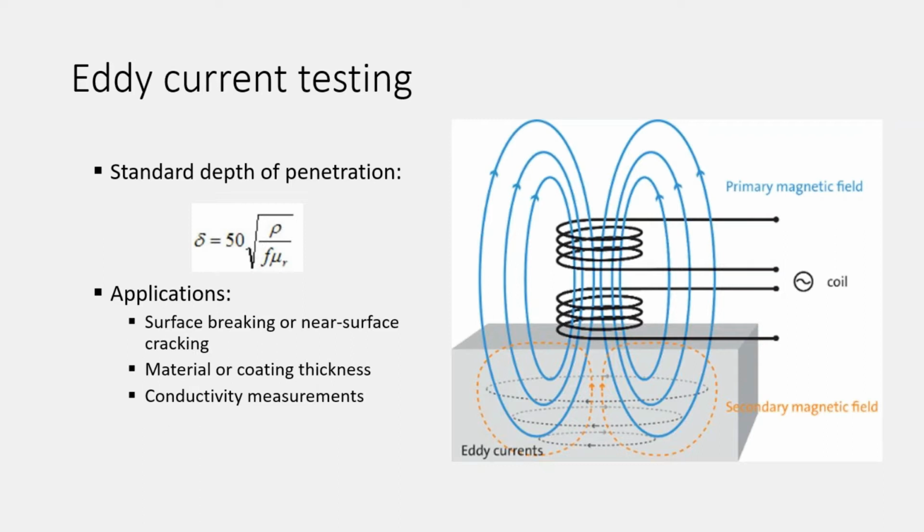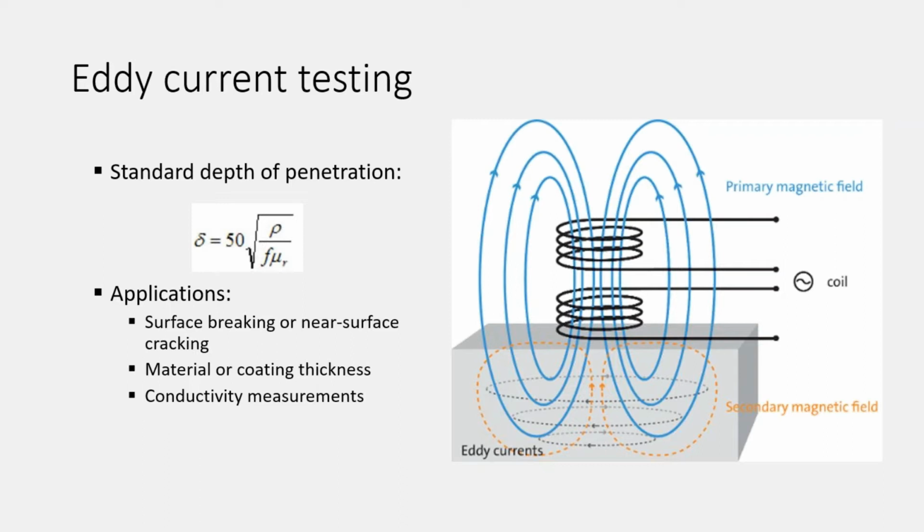So eddy currents are a consequence of an AC magnetic field generated by the probe. So if a conductive material is in the presence of an external time-changing magnetic field, eddy currents will be distributed on the interior of that conductive material. However, due to the skin effect, the magnitude of those eddy currents will drop exponentially with the depth of the material.